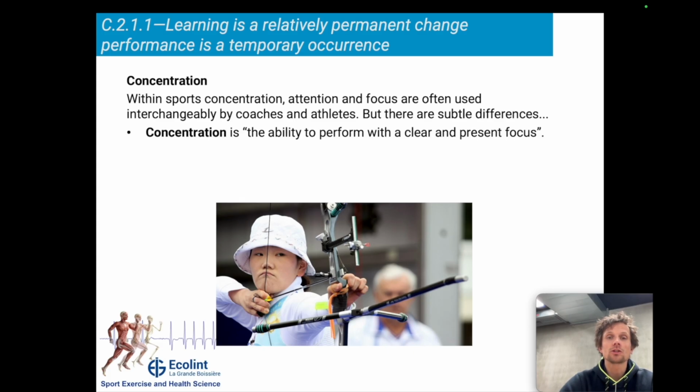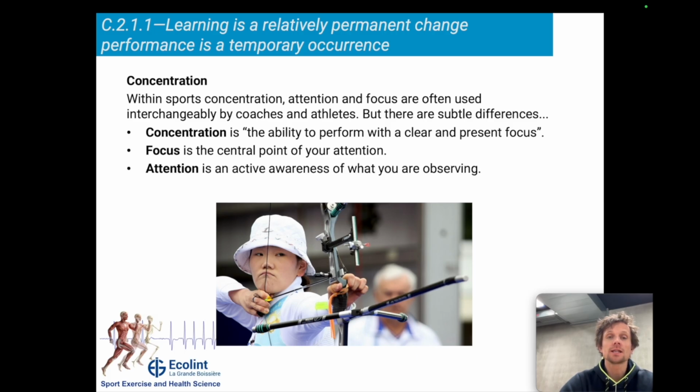To start with then, concentration is the ability to perform with a clear and present focus, whilst focus is the central point of your attention, whatever it is that's most important that is attracting your attention. Attention, on the other hand, is the active awareness of what you're observing. So it's not just a passive observation, we're actively being aware of what we're observing. It's a conscious effort. As we can see then, there's slight differences in the terminology that distinguishes between each of them, and it's really important to understand these.